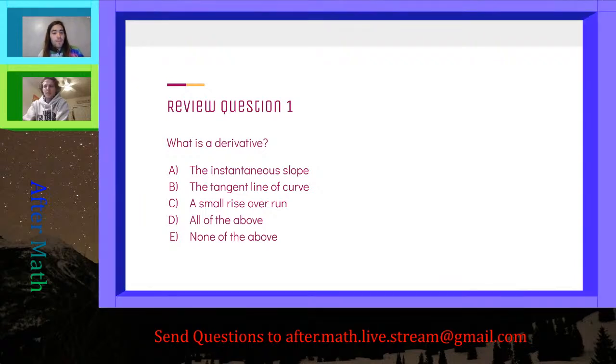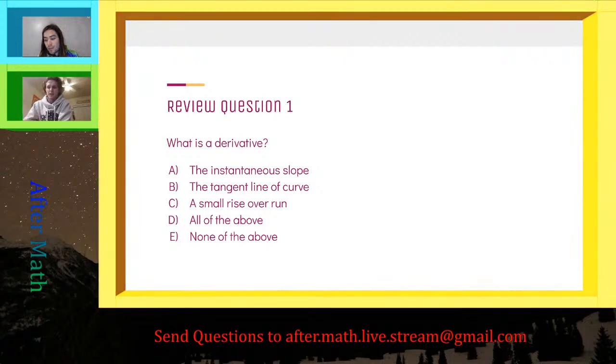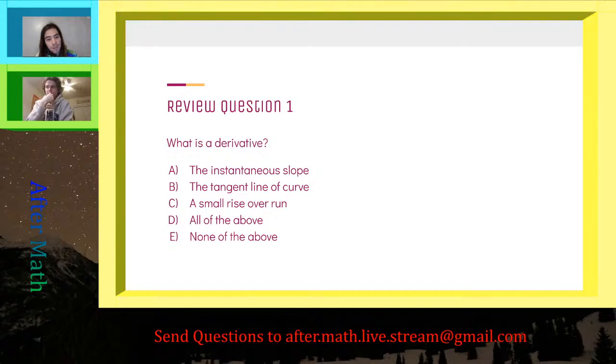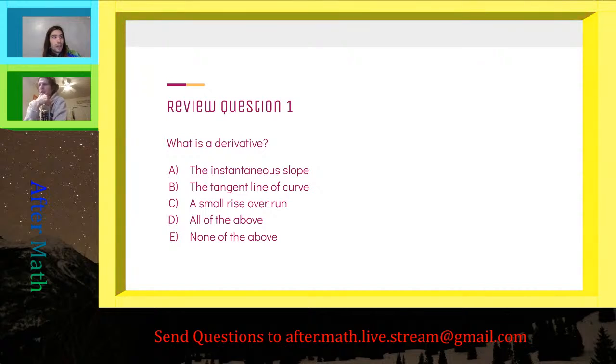Okay, so last week, Jaden, we talked about a lot of different stuff: limits and derivatives and acceleration and all sorts of different things, right? Right. And so this week, we're going to kind of do the inverse of that, but first we need to review what a derivative is. So, what is a derivative? Is it the instantaneous slope, the tangent of a curve, a small rise over run, all of the above, or none of the above? I'd love it if you guys would go ahead and comment and tell us which one of those you believe is correct.